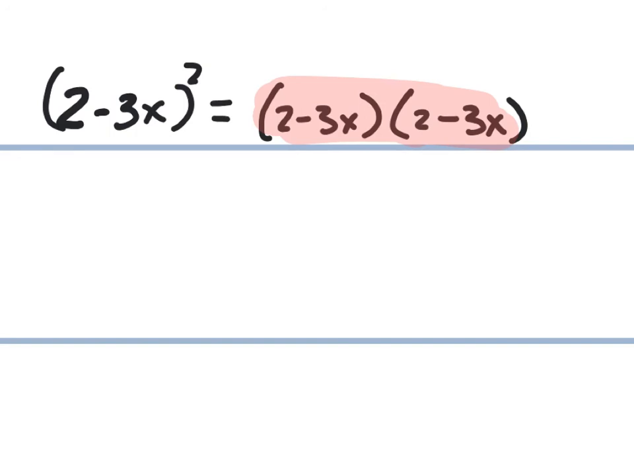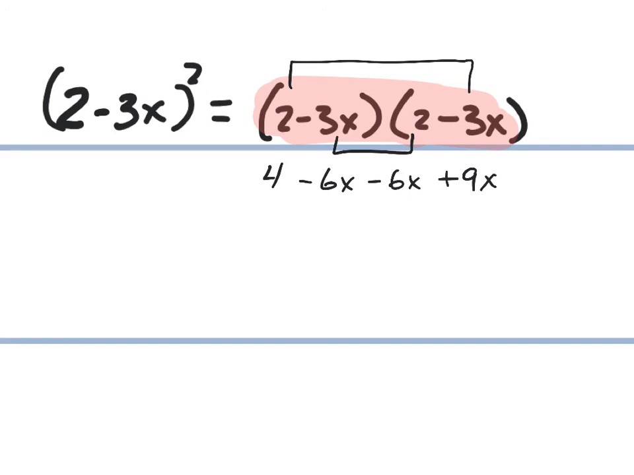Okay, so what are we going to multiply first? 2 and 2. 2 times 2 is 4. Now, outer times outer: 2 times negative 3x is negative 6x. Inner times inner: negative 6x. And then last times last: plus 9x. Now, something's wrong. One of those terms is wrong. What's wrong with the last one? Square 9x. Positive 9x squared. Negative 3x times negative 3x is a positive 9x squared.